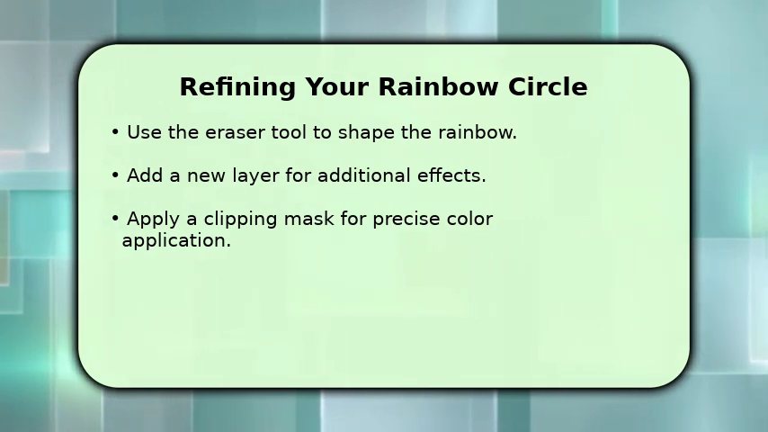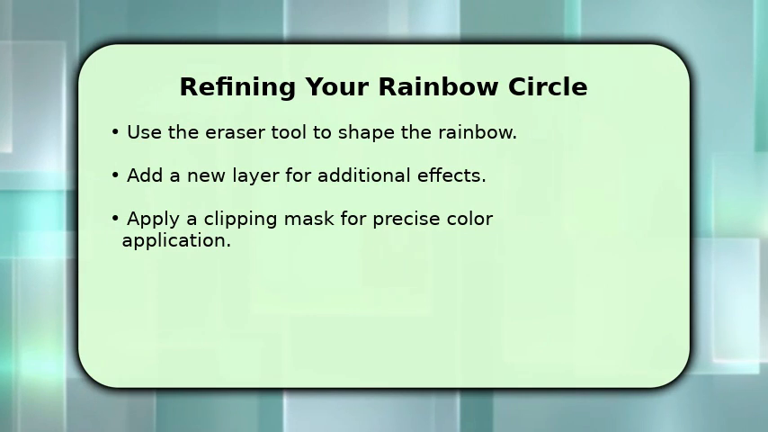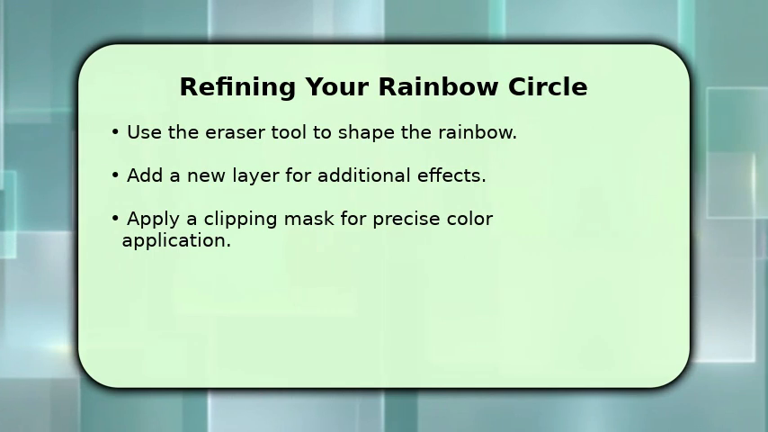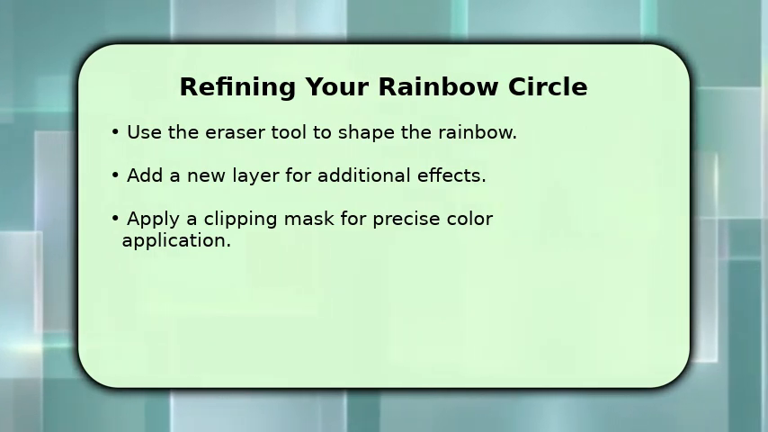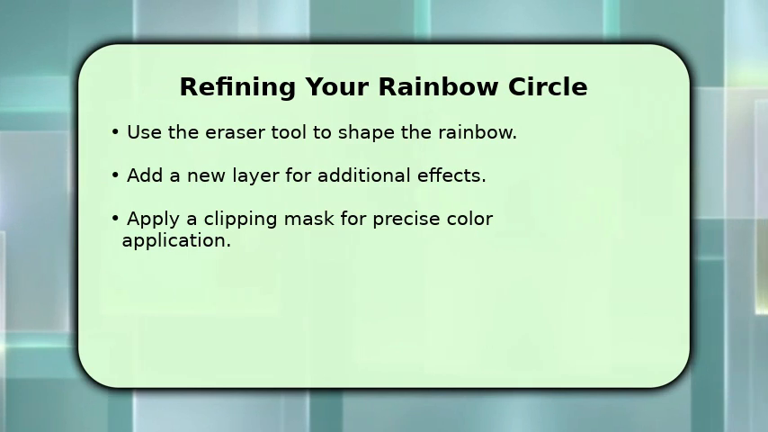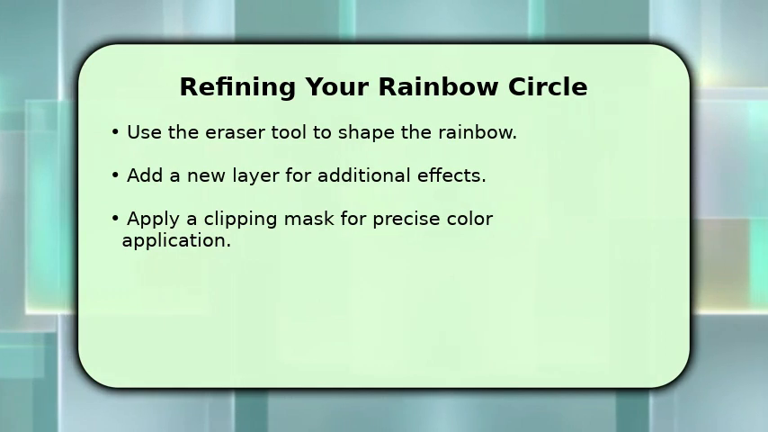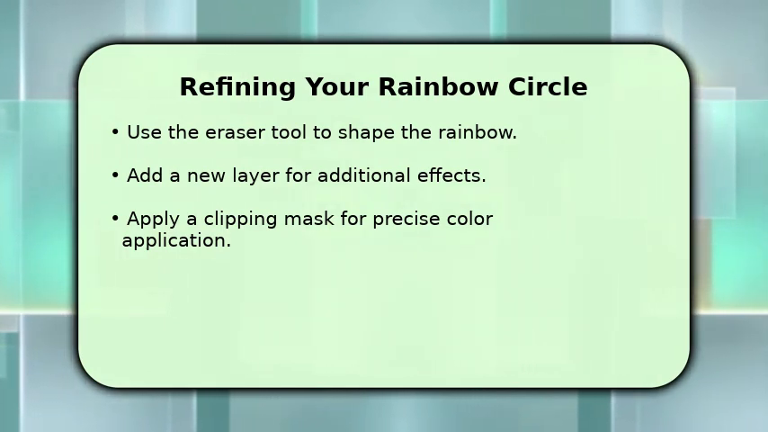effects. For more complex designs, add a new layer above your rainbow. You can then apply a clipping mask to this new layer, ensuring any additional colors or textures you paint only appear within the boundaries of your rainbow circle. This technique offers precise control over your artwork.